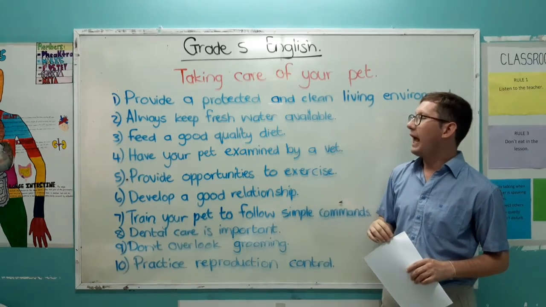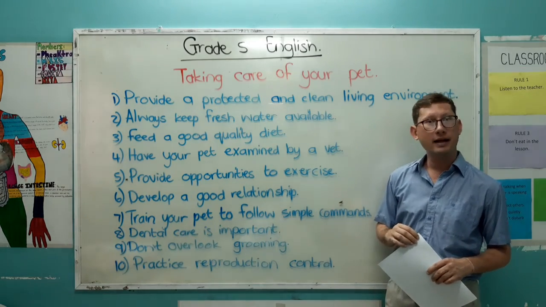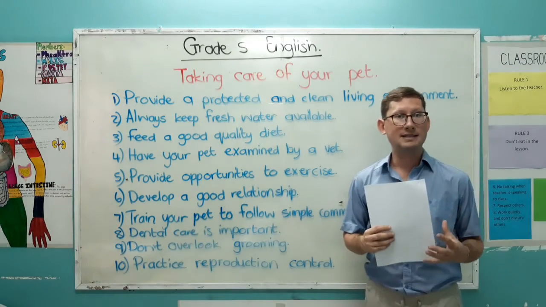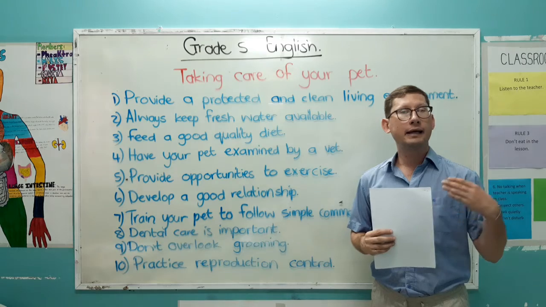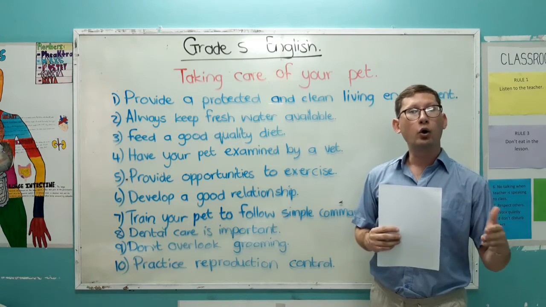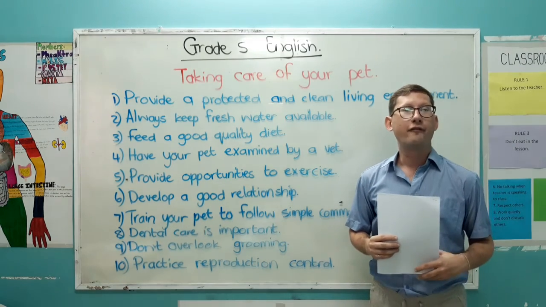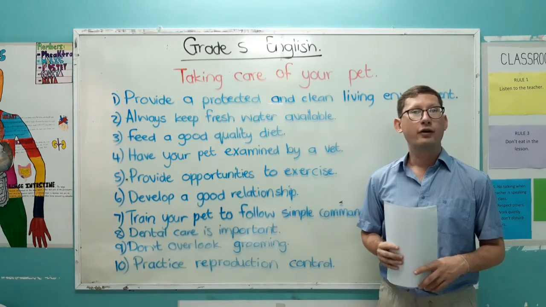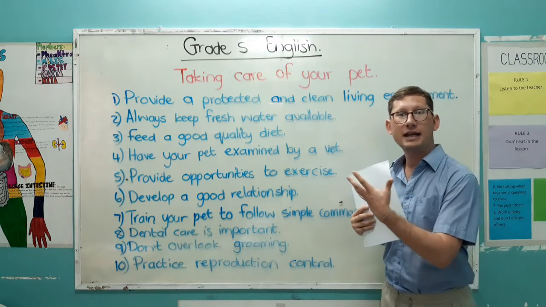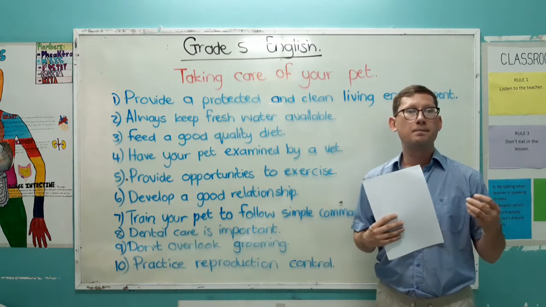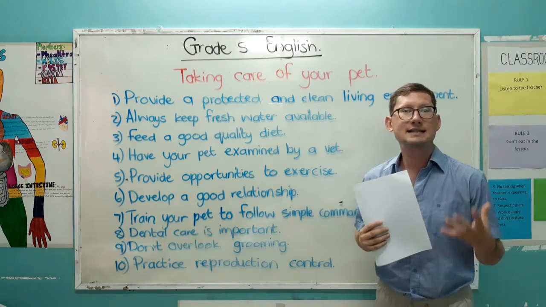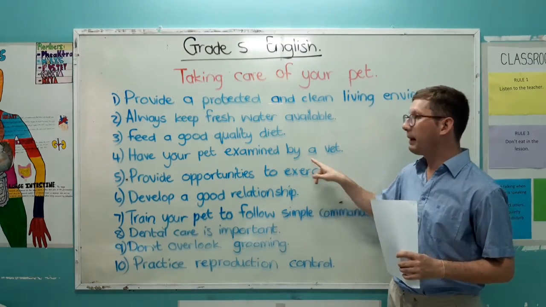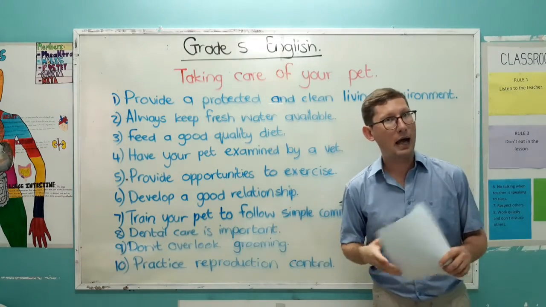The next one is have your pet examined by a vet, okay? This means you need to take care of your pet's health by taking your pet annually or quarterly to the vet, so the vet can examine your pet for health. For example, so the pet doesn't have any illnesses or diseases or infections, okay? So you should take care of your pet, because if your pet is happy, you are happy, okay?